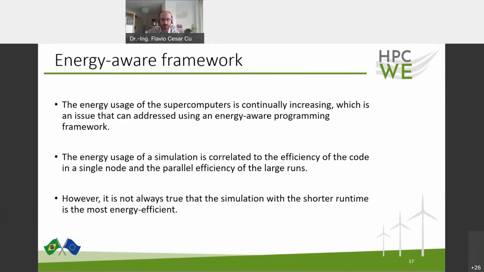Now I move to the results of the energy-aware framework. The energy usage of supercomputers is continually increasing, which is an issue that can be addressed, for example, using an energy-aware programming framework. The energy usage of a simulation is correlated to the efficiency of the code on a single node and also to the parallel efficiency of the large runs. However, it's not always true that the simulation with the shorter runtime is the most energy efficient.